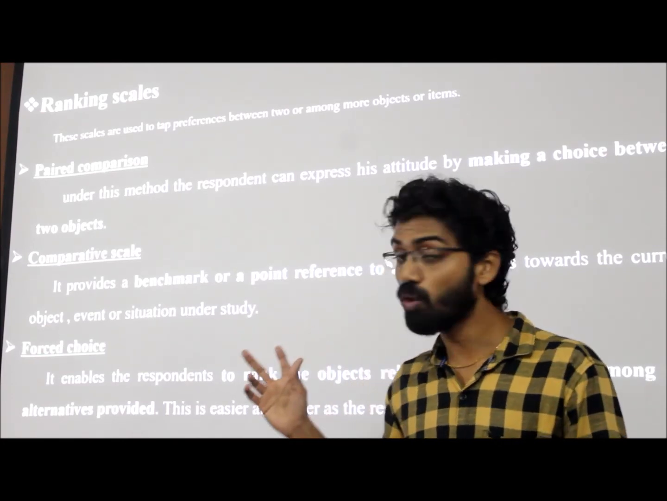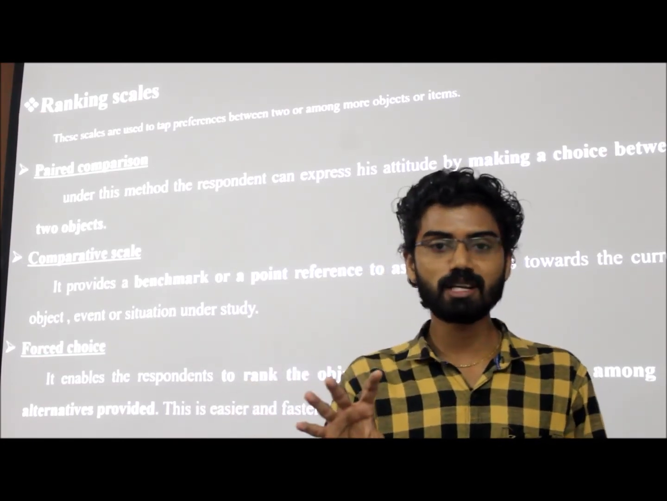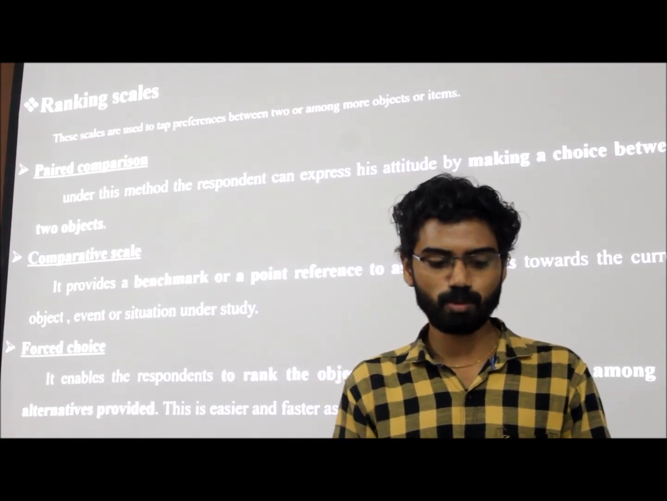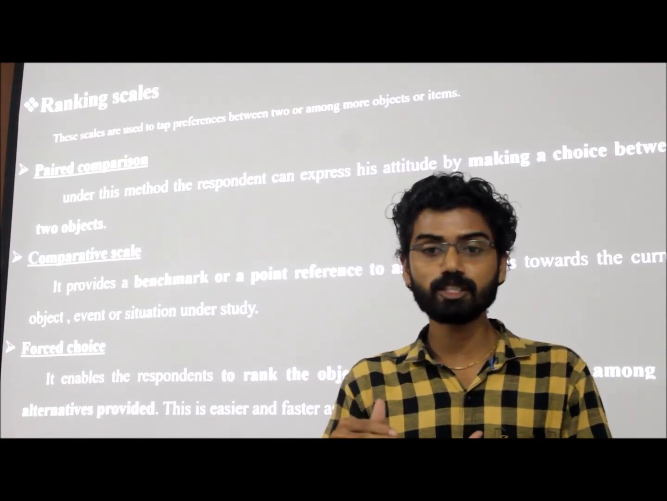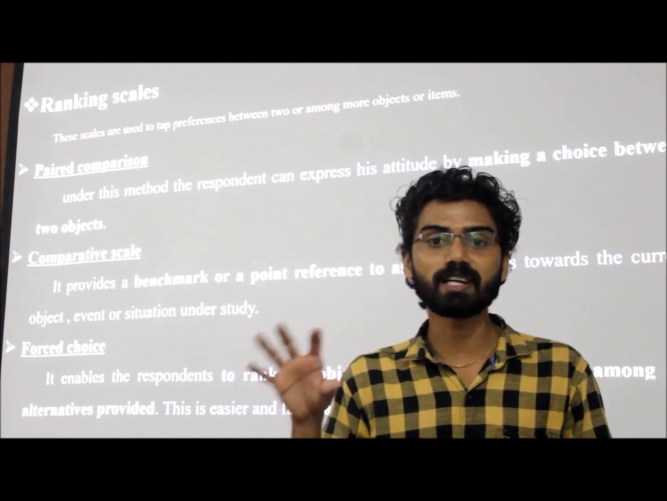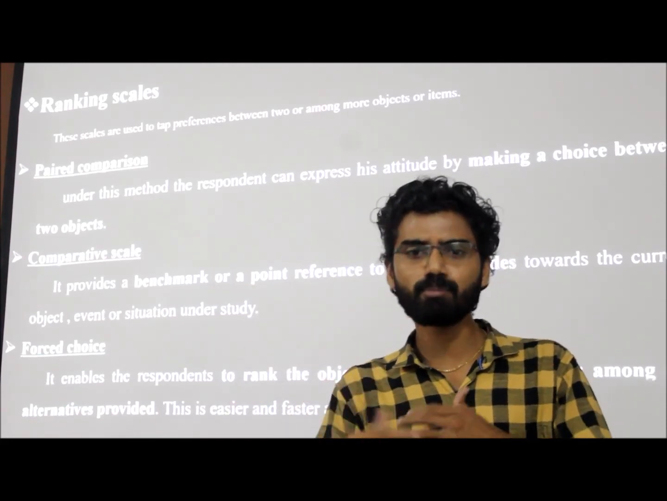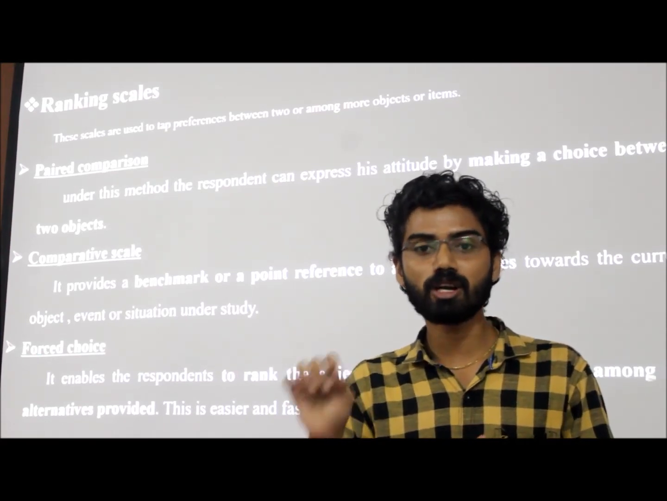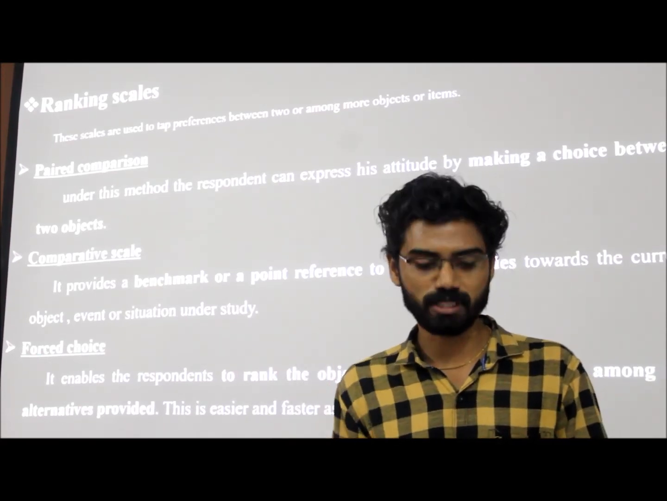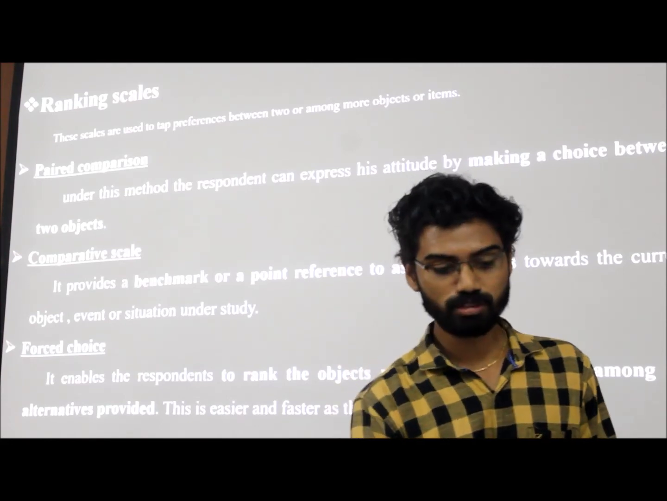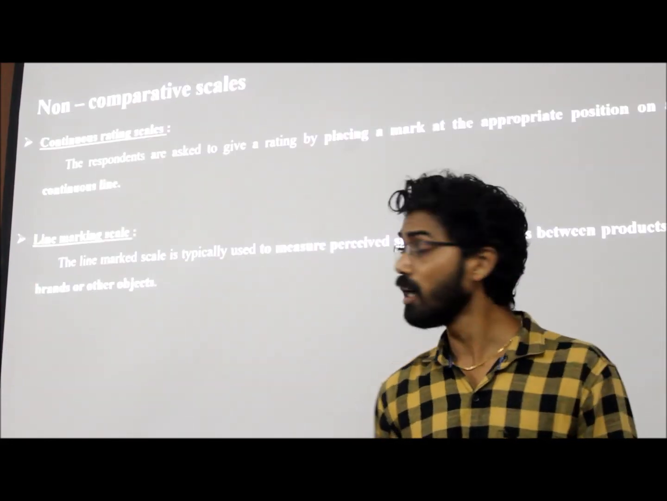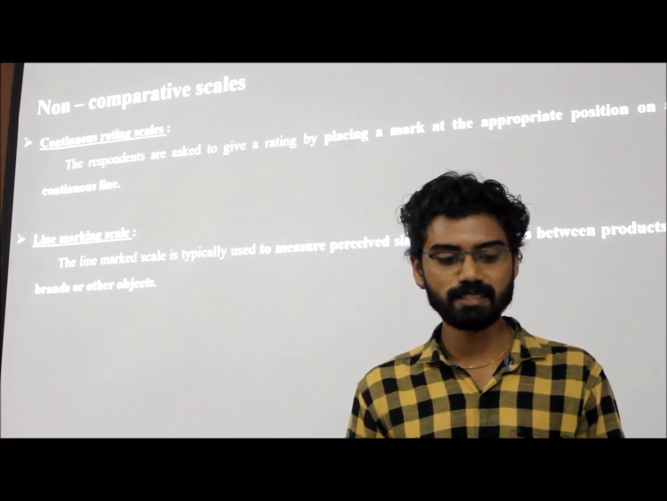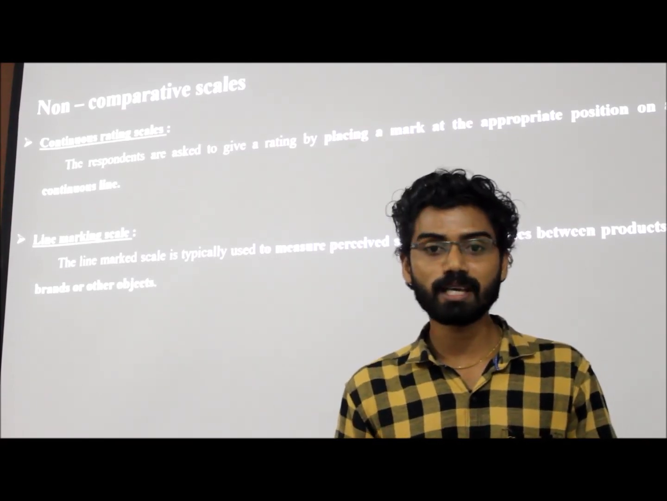And next one is forced choice. Okay, from the name itself it is clear that we are forcing the respondents. Okay, so it enables the respondents to rank the objects relative to one another among the alternatives provided. Okay, so we will be providing more alternatives. So he is forced to make a particular mark on those particular options. Okay, so it can be called as the forced choice method. And the non-comparative scales are also there. That is, it includes continuous rating scales and also line marking scale.